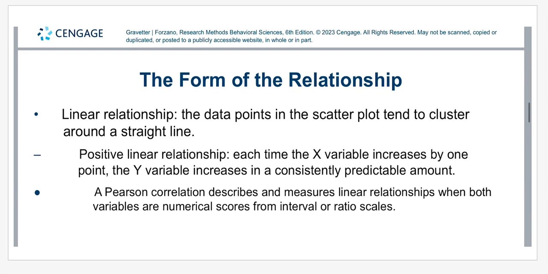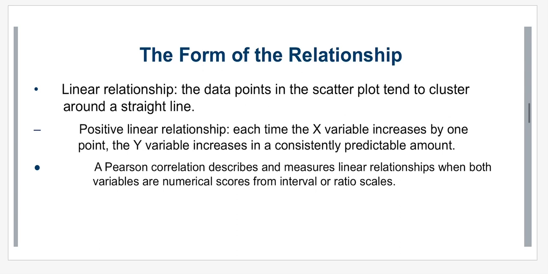So the second characteristic, though, before we get to strength, is form. Sorry guys, I'm trying to clear my throat. The linear relationship is one of the forms that the relationship can take. So the data points on the scatter plot tend to cluster around a straight line. That is considered a linear relationship. We just talked about this in the scatter plot example.